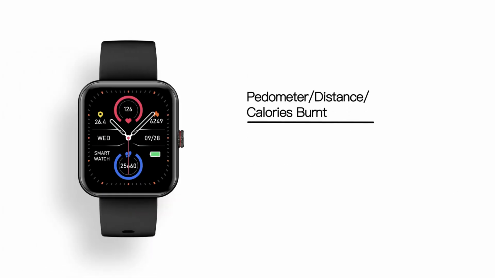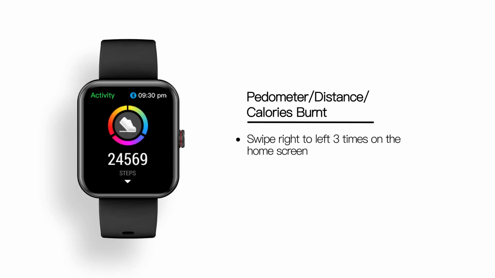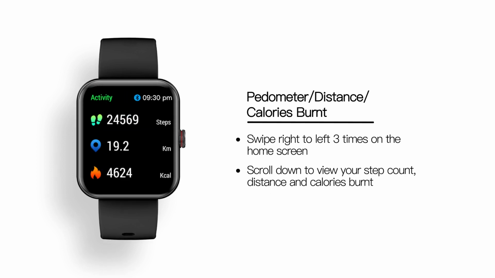Pedometer, distance, calories burnt. Step 1, swipe right to left 3 times on the home screen. Step 2, scroll down to view your step count, distance, and calories burnt.